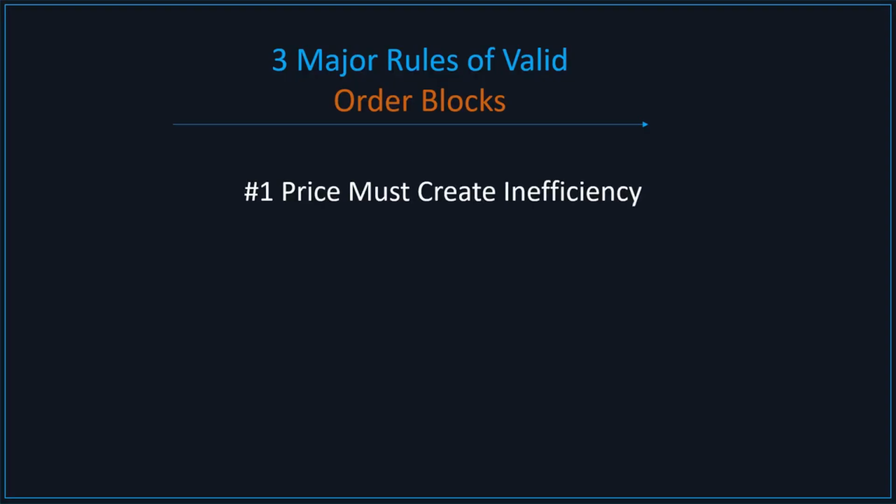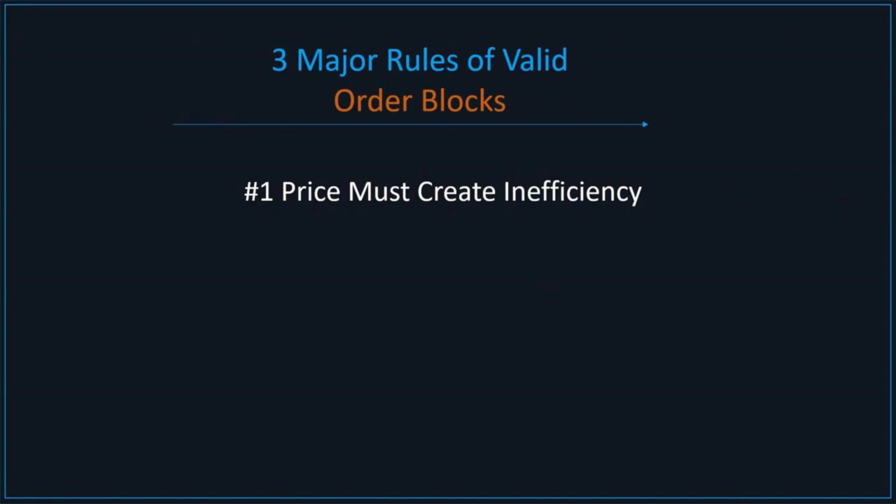3 major rules for identifying quality order blocks. Let's get into the meat of the presentation, the 3 golden rules for identifying high-quality order blocks. Rule number 1, price must create inefficiency.